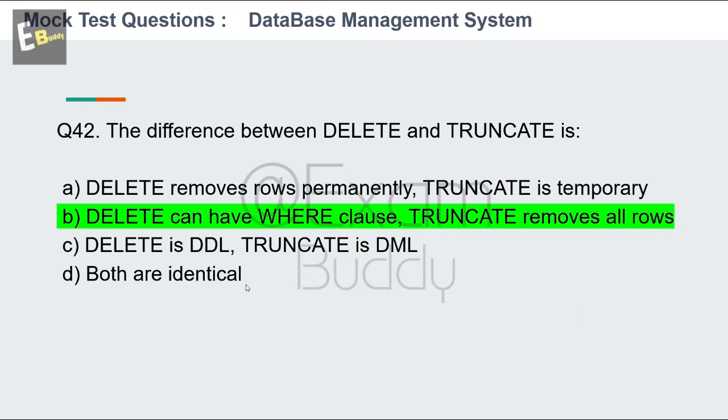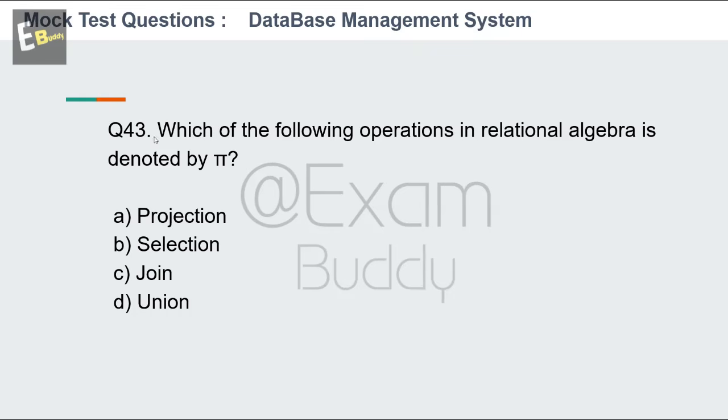And the answer is B. Delete can have where clause, truncate removes all rows. Now let's go to our question number 43. Which of the following operations in relational algebra is denoted by pi? So these are the options: projection, selection, join, union. So your time starts now.